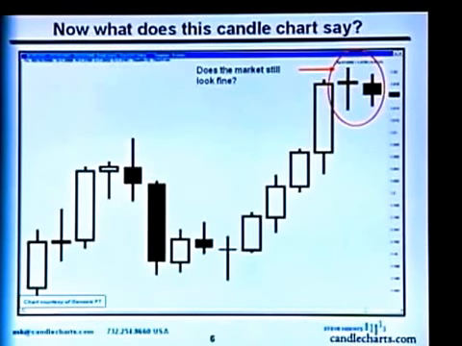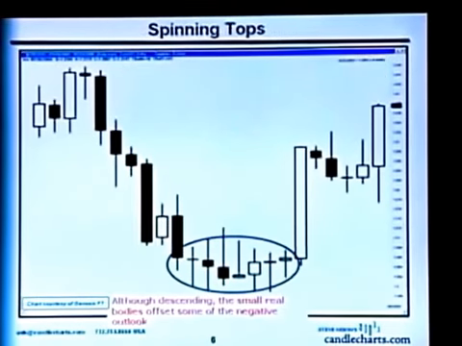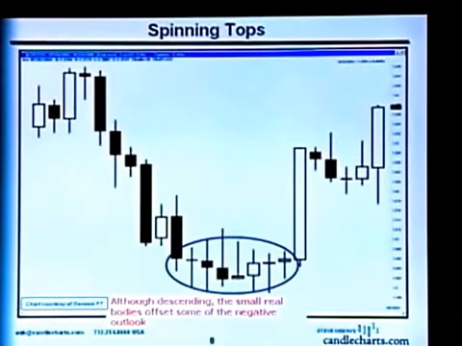Now, getting to this slide, it's not so much the real bodies that are making me less bearish. I might actually think about buying here because just as you would on the bar chart, what's going on? What's happening to the lows?